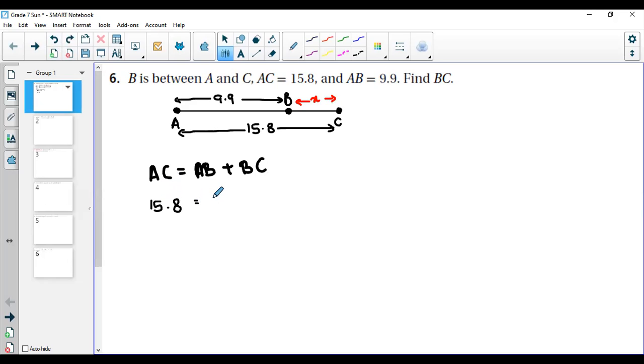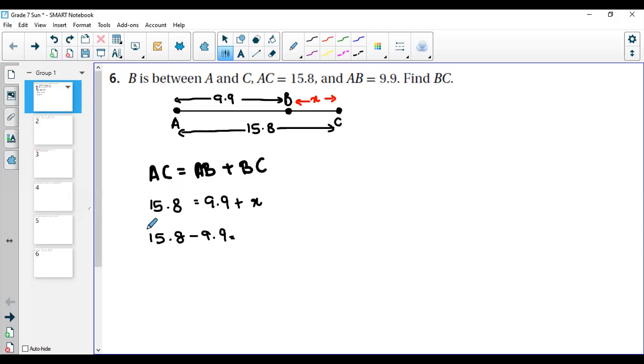15.8 equals 9.9 plus X. Okay. So all you need to do is keep the variables on one side and keep the numbers on the other side.